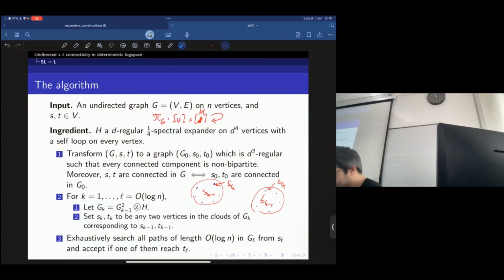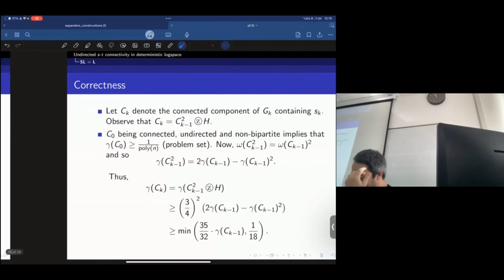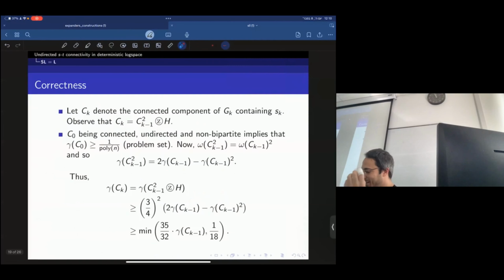So let's continue. Good, so we are just about to analyze the space complexity of this algorithm. And really the only thing we care about is this part. But that's the same thing as we did before. I should just say that omega of GL is constant. It's essentially the same calculation that we did before.